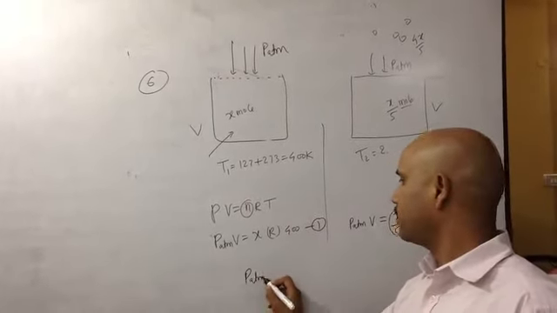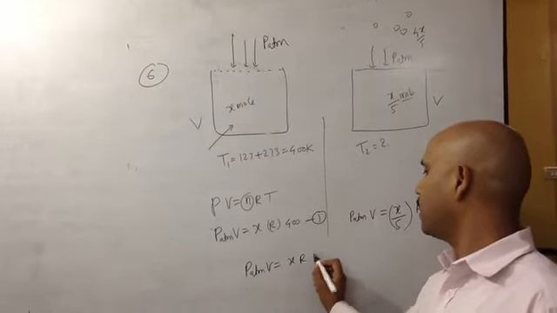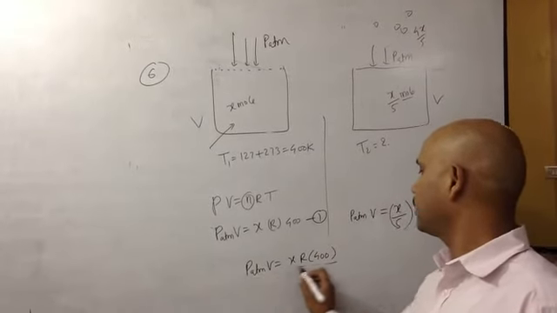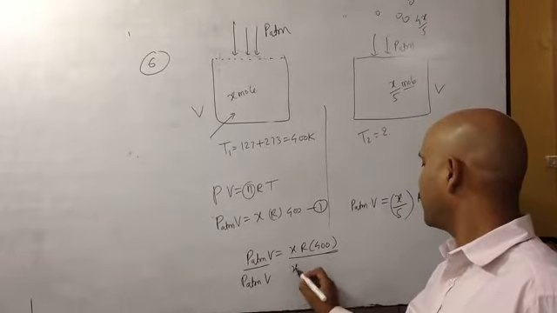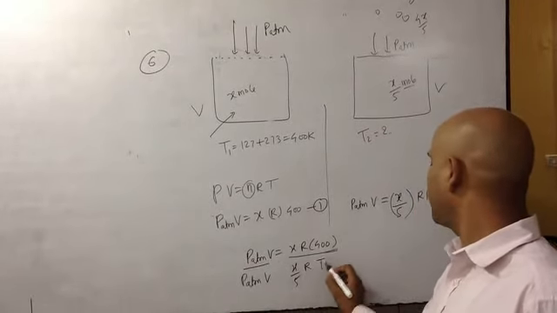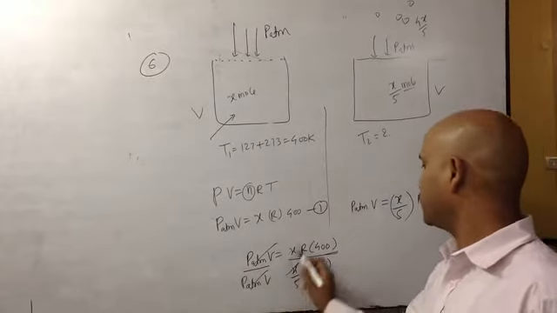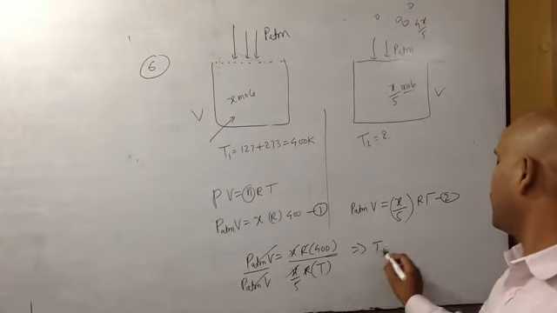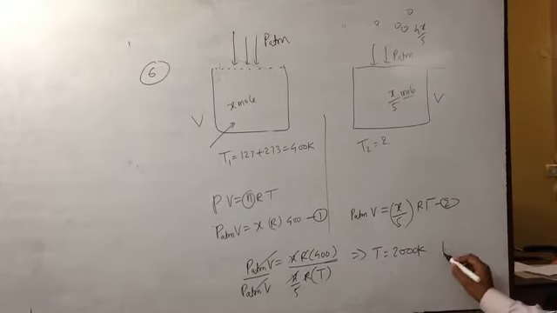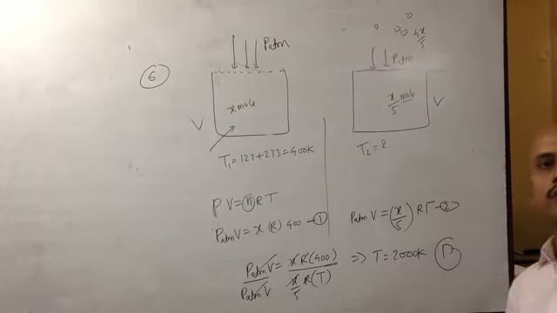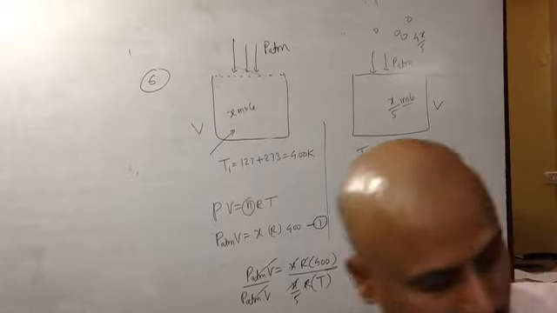P atmospheric, V x R 400. P atmospheric, V x r 5 R T. This gets cancelled, x gets cancelled, R. Therefore, T is 2000 Kelvin and D is the correct answer for question number 6.